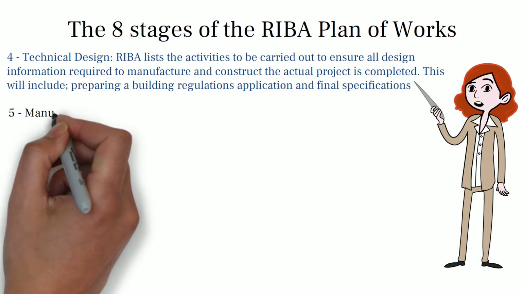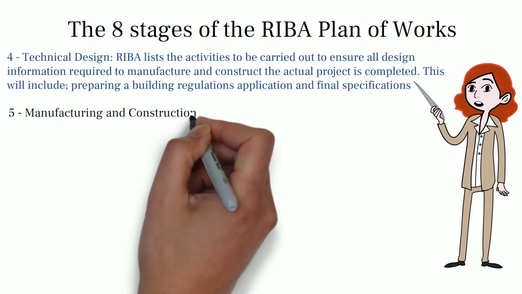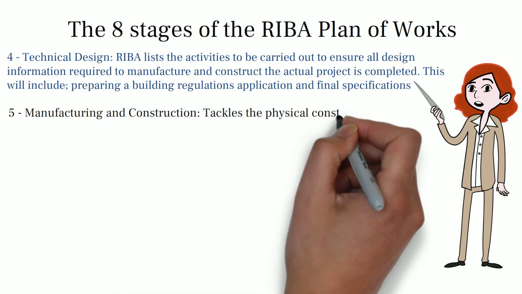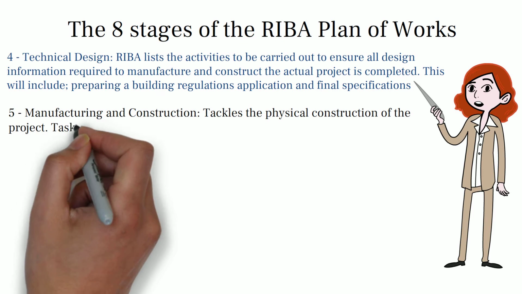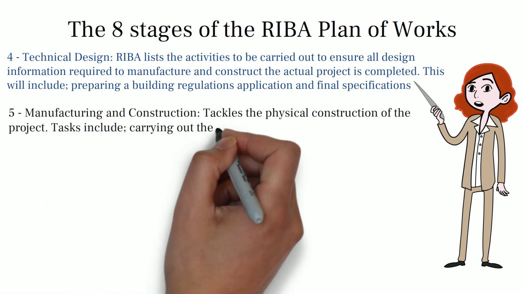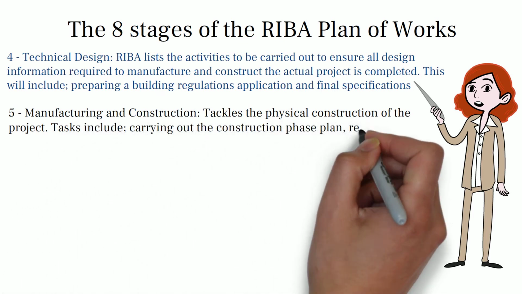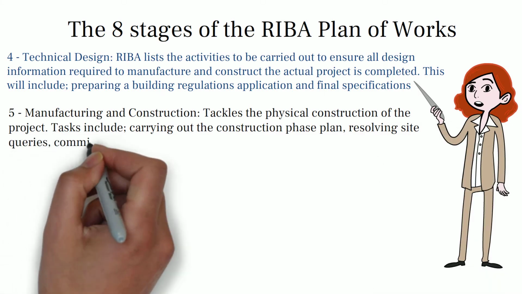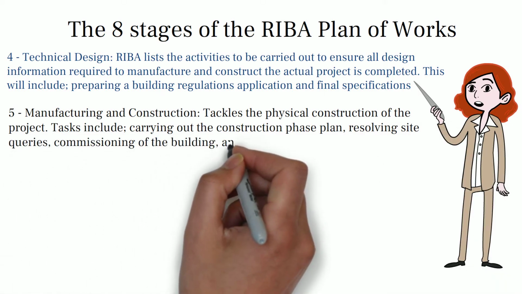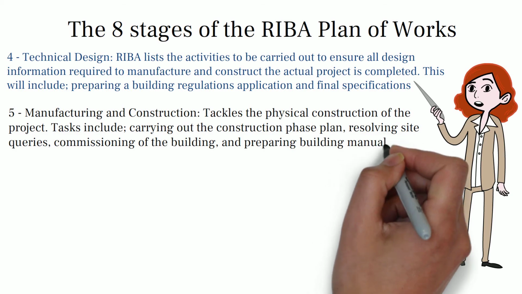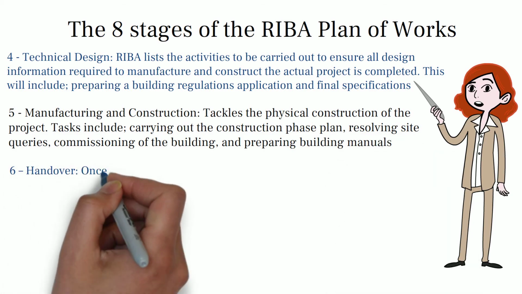Stage 5 is the manufacturing and construction stage. As the name suggests, this stage tackles physical construction of the project. Carrying out the construction phase plan, resolving site queries, commissioning of the building, and preparing building manuals are amongst the tasks required. Stage 6 is handover.